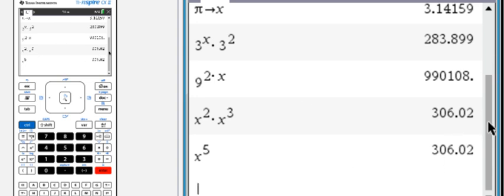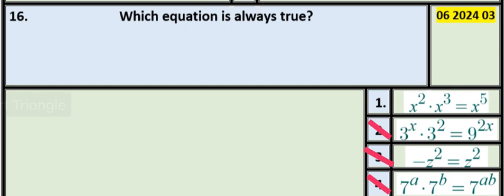Because when you multiply, you actually add the exponents. 2 plus 3 is 5. So if you know that skill, yes, the algebra helps you zero in on the right answer. But what I wanted you to see is no matter what, we can always figure out just by using our store command that number 1 is the correct answer for question 16.